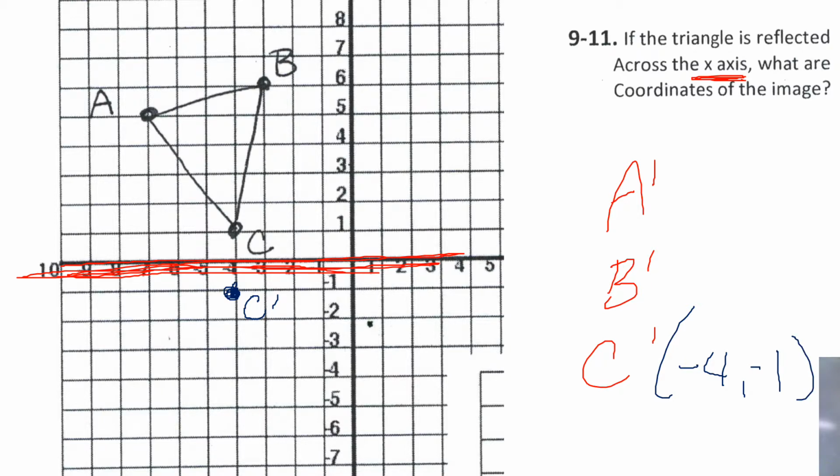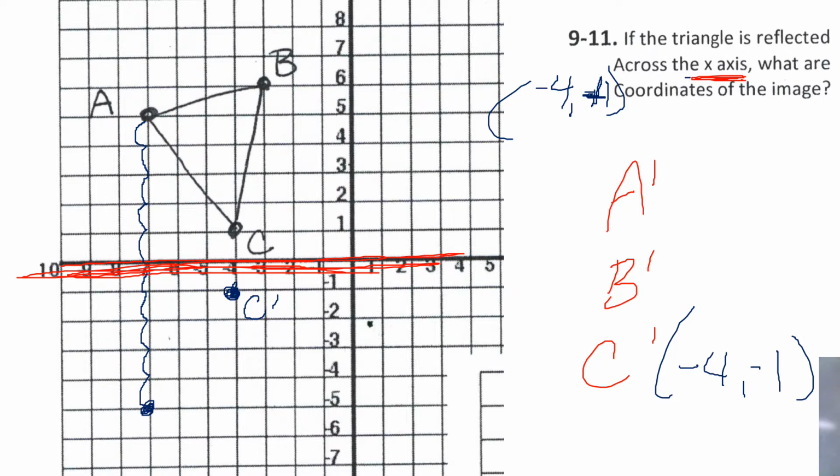And the only thing that should change, since it's going across the x-axis, is the sign of the y. Look at C originally. C had -4, +1, and so the sign of the y part was the only thing that changed. +1 became -1. But it's really just counting. When I look at A, going to the mirror, 1, 2, 3, 4, 5 places. So I'm going to jump across the mirror, 1, 2, 3, 4, 5 places.